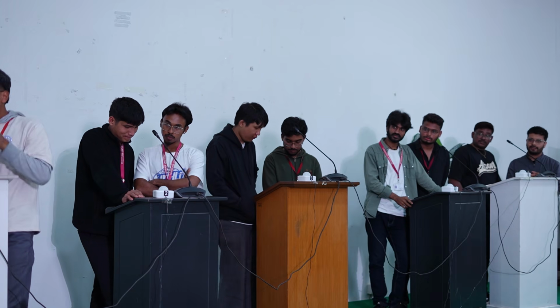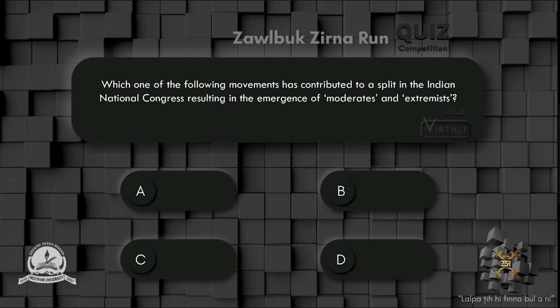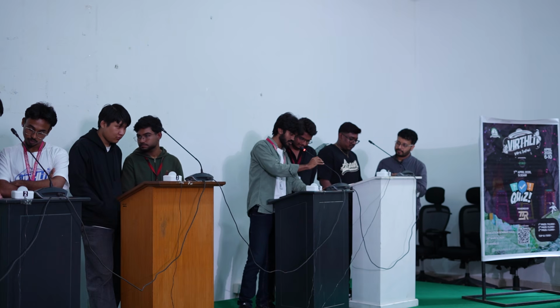This is your question. Which one of the following movements has contributed to a split in the Indian National Congress, resulting in the emergence of moderates and extremists? And these are your options. A, Swadeshi movement. B, Quit India movement. C, non-cooperation movement. And D, civil disobedience movement. And your time starts now.